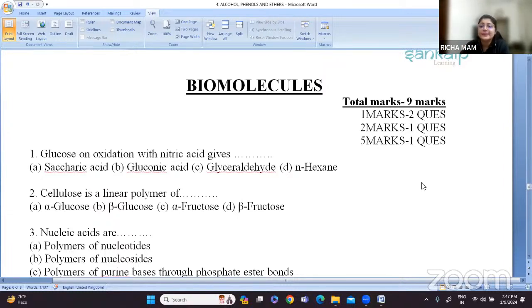Yes, good. Deepak has answered it right. It is alpha D glucose. Yes, Vedvati has given the proper way. It is alpha D glucose. Good. Fine.